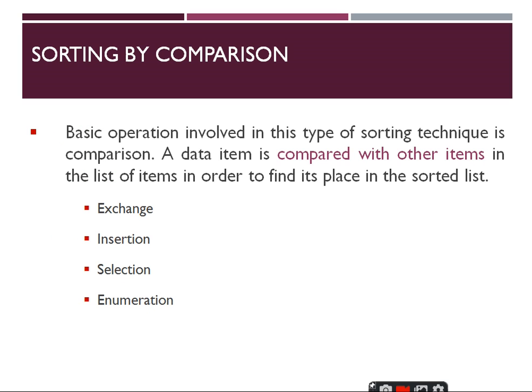Now sorting by comparison. The basic operation involved in this type of sorting technique is comparison. So here you are comparing the data elements. One of the elements you are considering at a time and you are comparing it with the other elements in the given list and try to find the difference. If you are arranging it in a particular order, you need to replace their places so as to get a sorted list. So here sorting by comparison includes exchange mechanism, insertion, selection and enumeration. We'll have a look at it one by one.